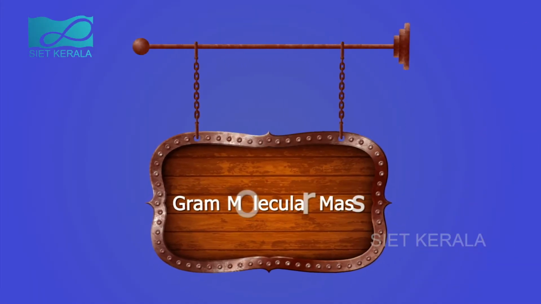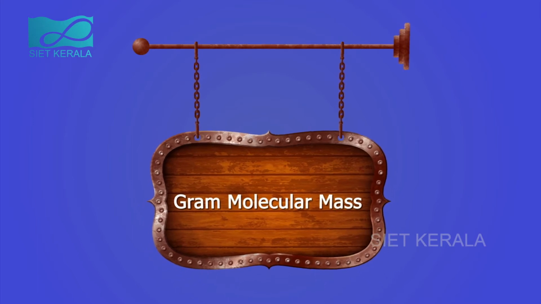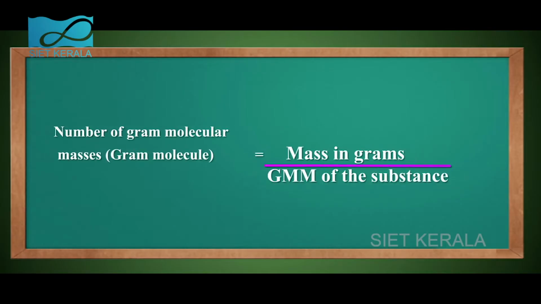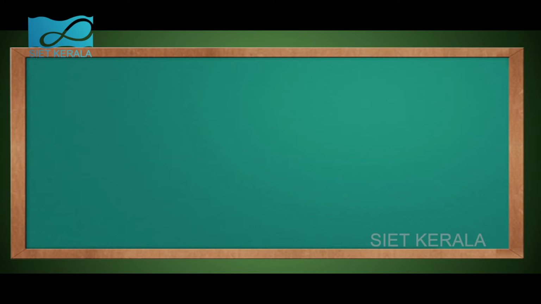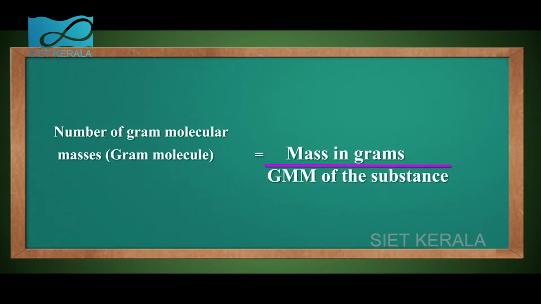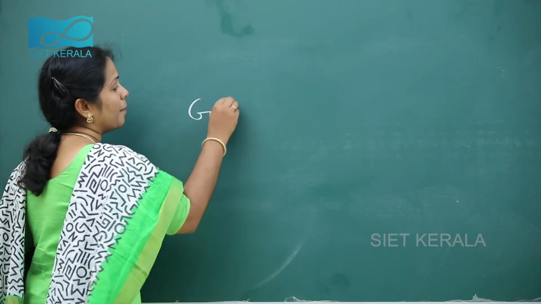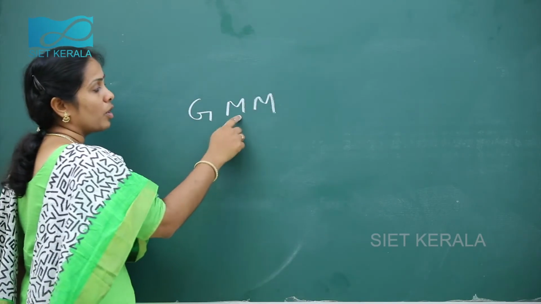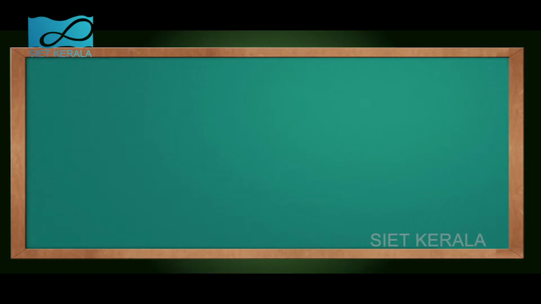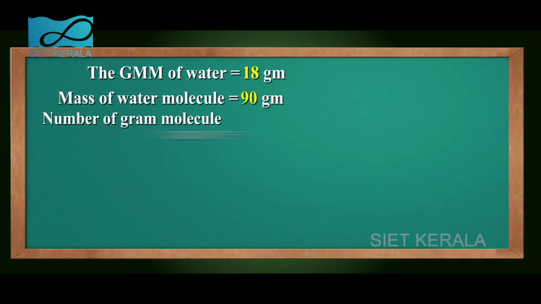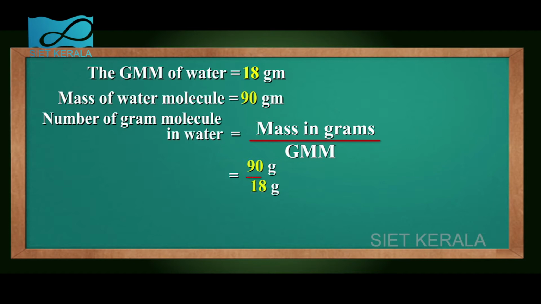Gram molecular mass, GMM. The molecular mass of an element or a compound expressed in grams is called gram molecular mass, or GMM. The formula for calculating the number of GMM is: number of GMM is equal to mass in grams divided by GMM of the substance. For example, the GMM of water is 18 grams.